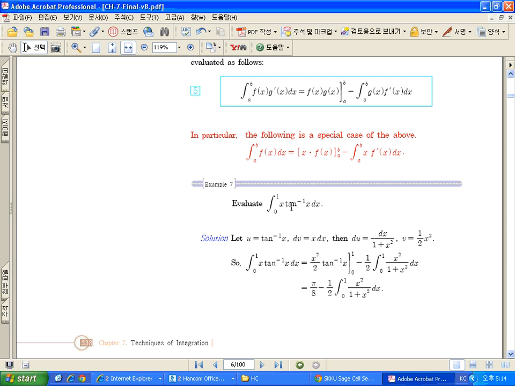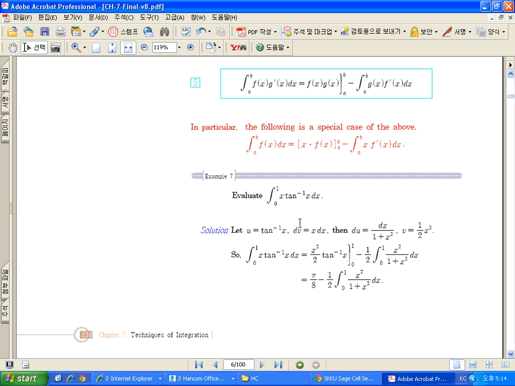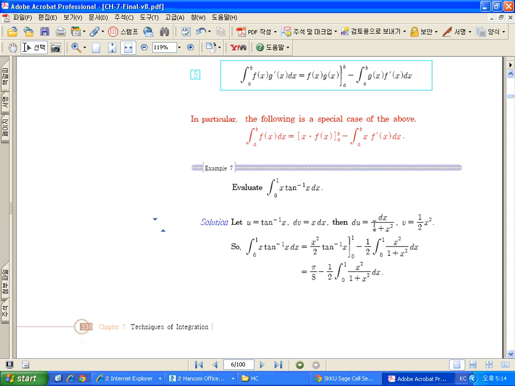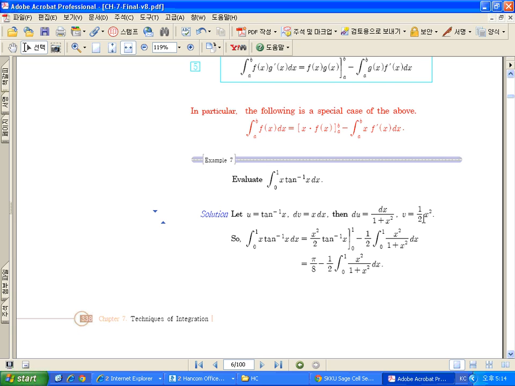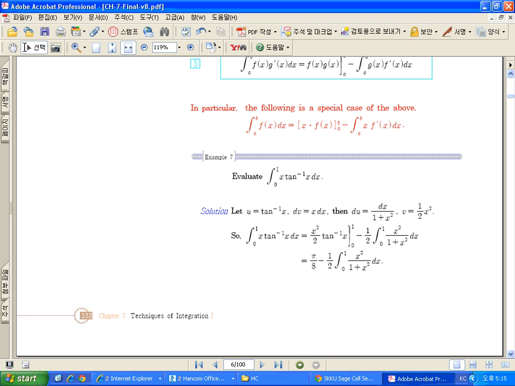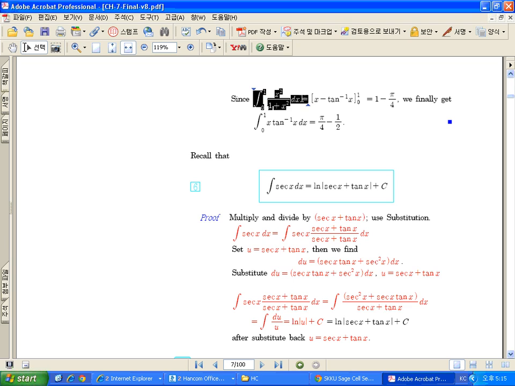Evaluate the integral from 0 to 1 of x times arctangent x dx. In this case, let u be arctangent x and dv equal to x dx. Then du is equal to dx over 1 plus x squared and v is equal to 1 over 2 x squared. So the integral from 0 to 1 of x arctangent x dx can be written in this way with integration by parts. Then after substitution, you have this. Then you have to integrate the second part in the earlier process to have 1 minus pi over 4, which finally gives us the integral from 0 to 1 of x times arctangent x dx as pi over 4 minus 1 over 2.